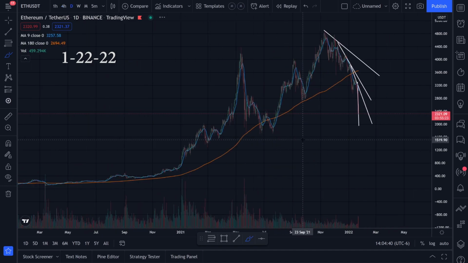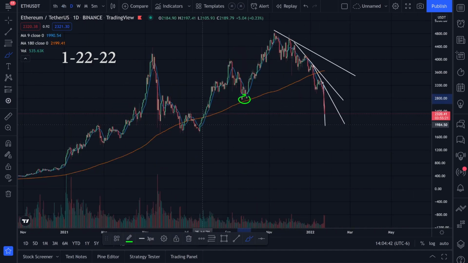Let's go back to the daily time frame. I've been watching this support and this support. We actually broke this one going to the downside right here. So the next one that I'm looking at is this one down here at around 1777 approximately. Go ahead and check it out on your own chart.